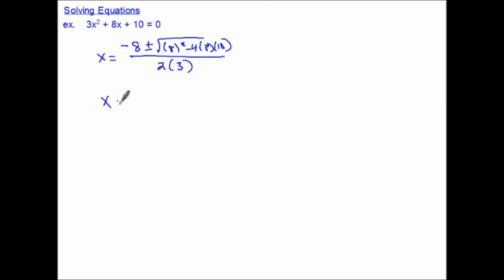Okay, and then just cleaning this mess up here, you have a negative 8 plus or minus. Now 8 squared is 64, 4 times 3 is 12, times 10 is 120. So basically my discriminant is 64 minus 120, which works out to be negative 56. And that's over 6. Okay, the square root of 56. Technically negative 56, so I am going to have an i coming out.